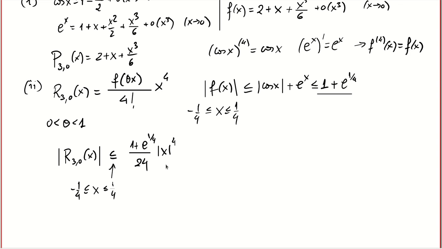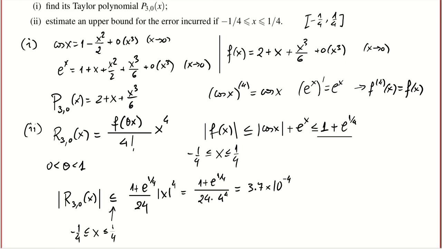But the absolute value of x to the 4 is smaller than or equal to this, because x can take any value in this interval, so the largest value it can take is 1/4. So actually what we have is 1 plus the fourth root of e, and then 24 times 4 to the 4, okay? And when we do this multiplication of numbers, we get something of the order of 3.7 times 10 to the minus 4. Right, so this is a small error. So this is the answer to this question.